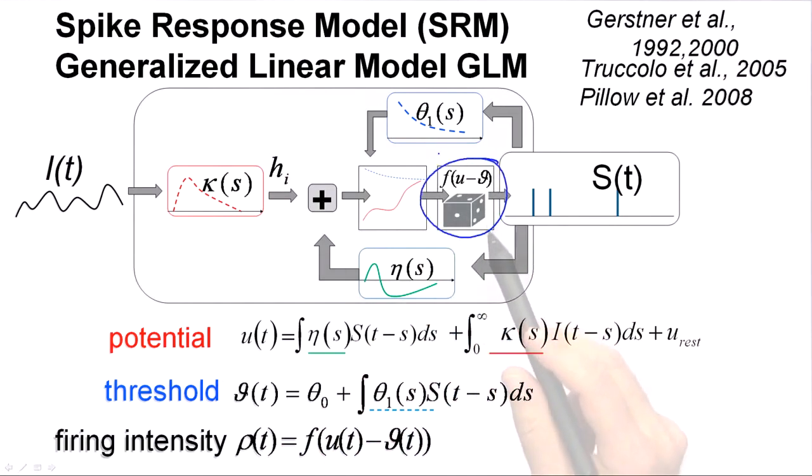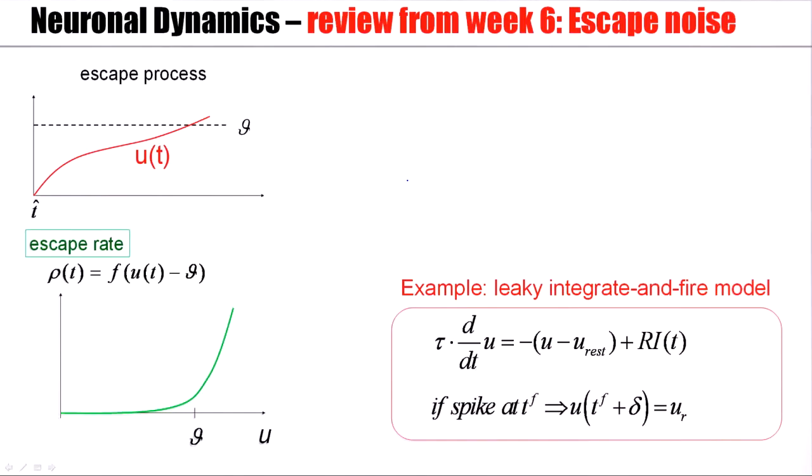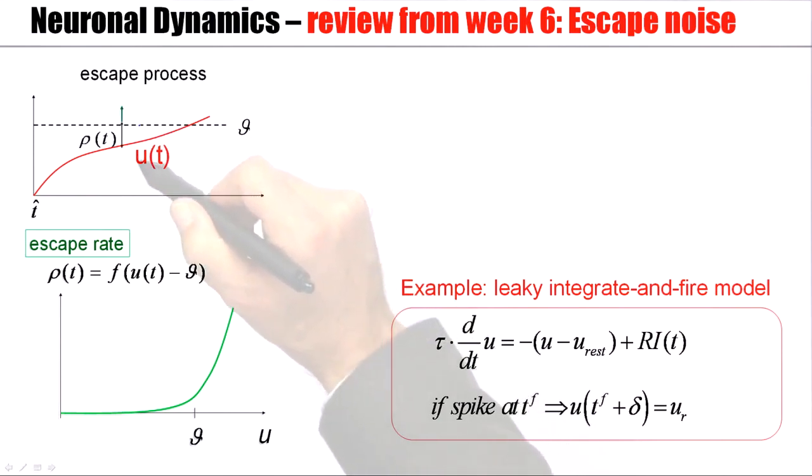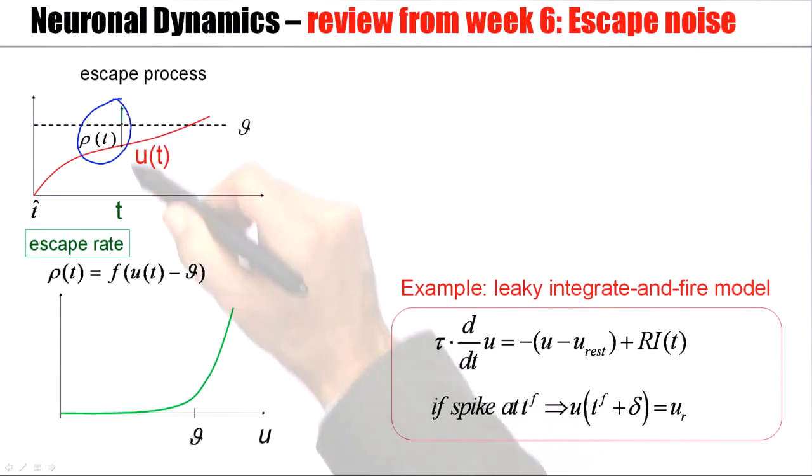We now say that firing is a stochastic process with a firing intensity that depends on a momentary distance between the membrane potential, that would be the red trace here, and the threshold. So even though the membrane potential hasn't reached the threshold yet, there is already a probability that the neuron may fire. And this is exactly the notion that we have seen last week. A spike may be fired with a certain instantaneous rate, rho of t, despite the fact that the membrane potential hasn't reached the threshold yet.